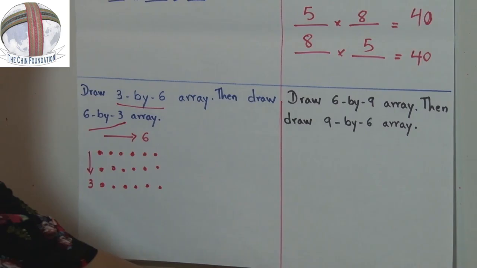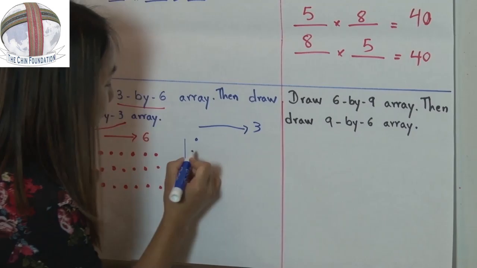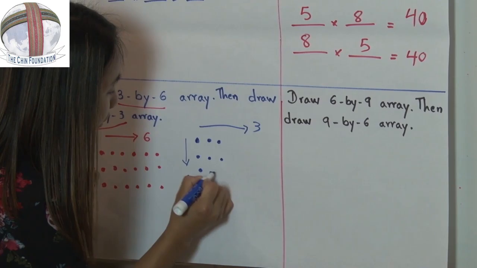Okay, let's do this. Down is 6 and across is 3. Okay, 1, 2, 3, 4, 5, 6. And 3: 1, 2, 3, 1, 2, 3, 1, 2, 3.